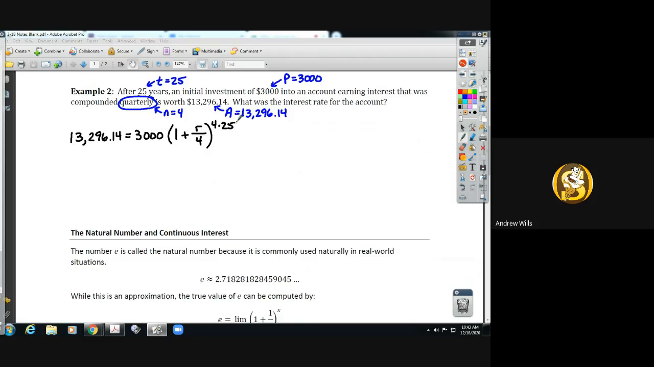So we can't simplify a lot here. The one thing we can simplify is 4 times 25 is 100. So we probably should go ahead and do that. $13,296.14 equals 3,000 times 1 plus r over 4 to the 100th power. So now we're essentially solving an equation, just like we do in algebra. It's no big deal. The first thing we need to do is divide both sides by 3,000, which would get rid of the 3,000.